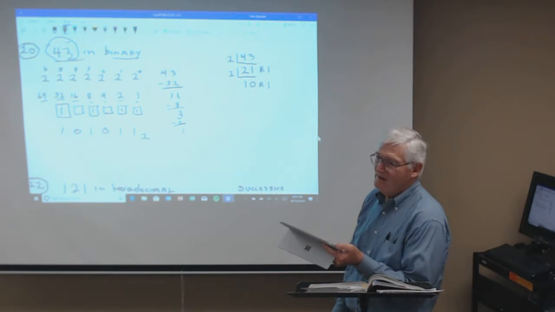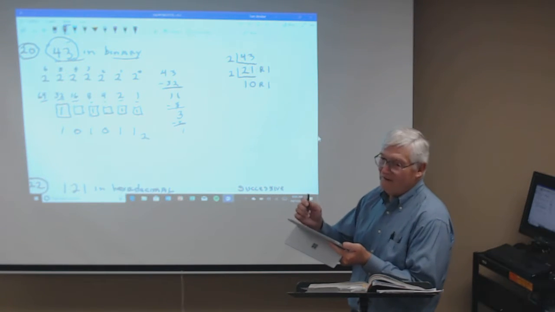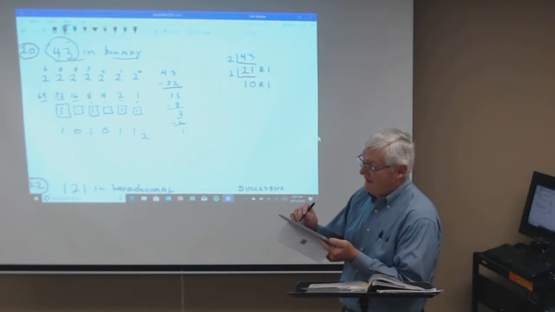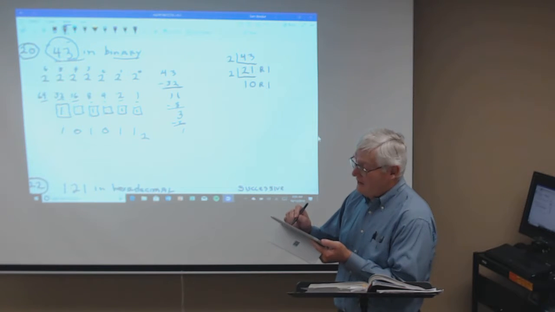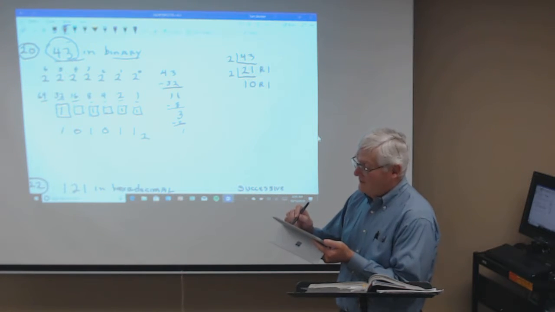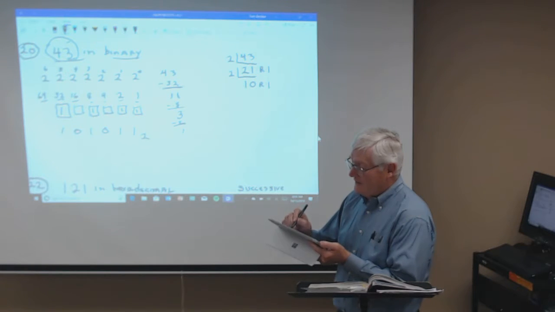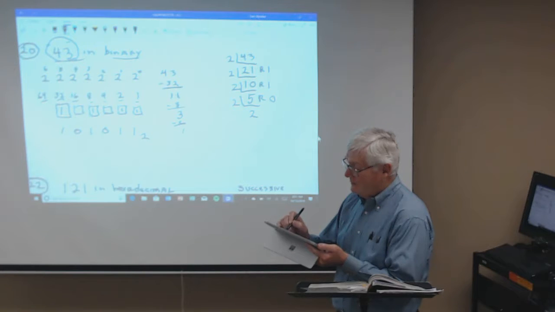You go, no? I want to use this successive division thing. Okay, let's do it. We take 43 and divide by 2, and we get 21. Agreed? With a remainder of 1. 2 times 21 is 42. 2 into 43 is 21 with a remainder of 1. Then 2 into 21 is 10 with a remainder of 1. Then 2 into 10 is 5 with a remainder of 0. Then 2 into 5 is what? 2 with a remainder of 1.